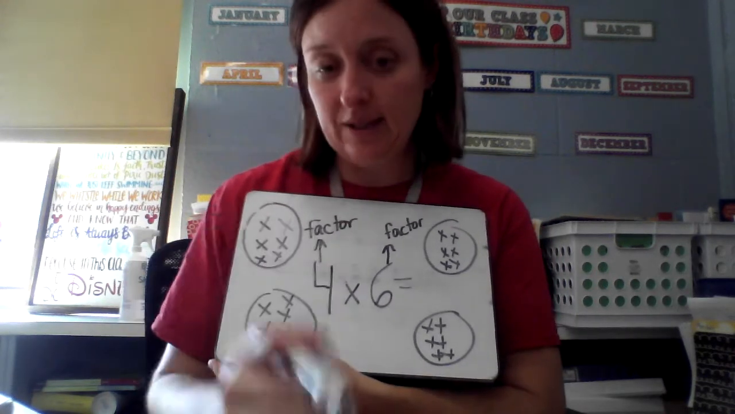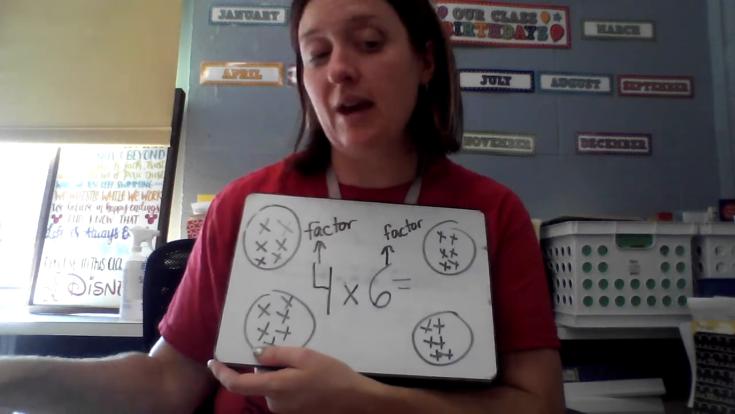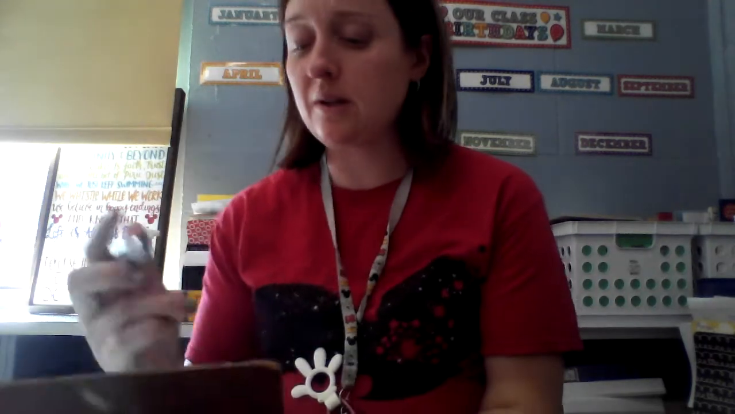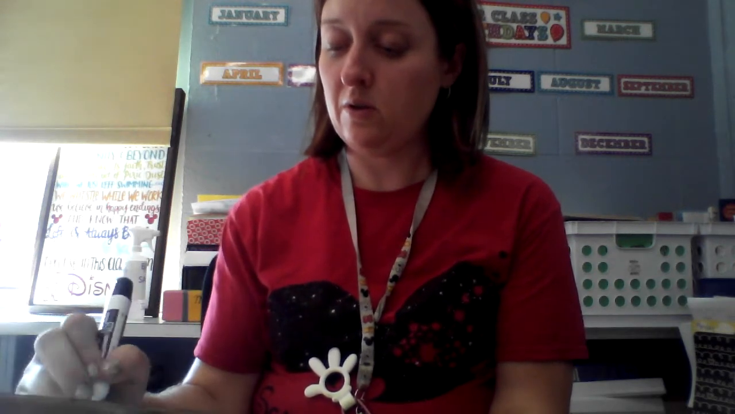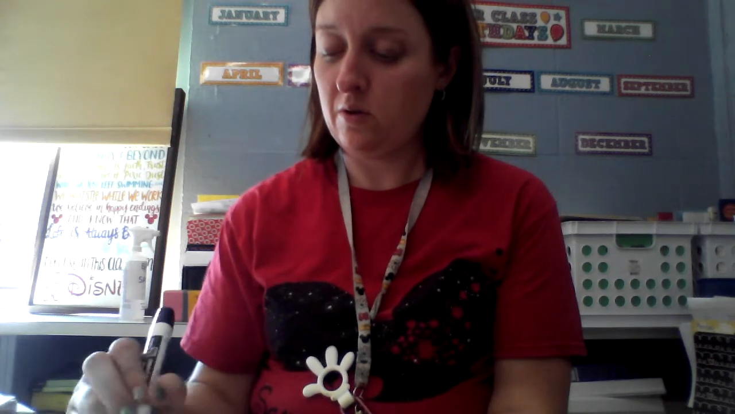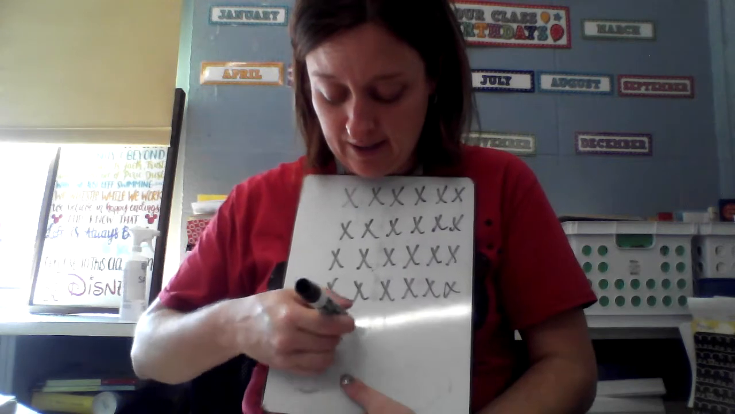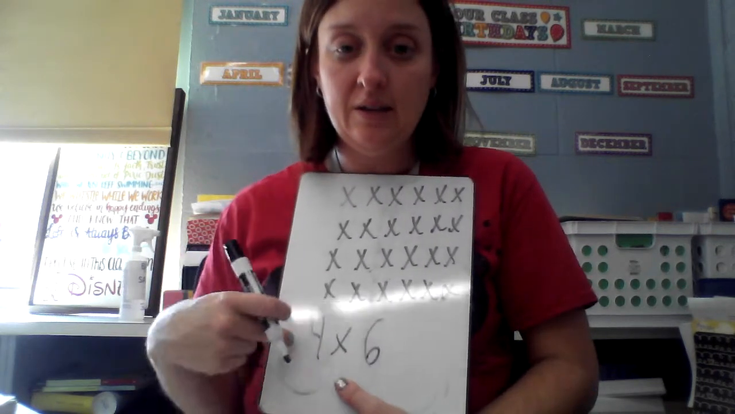The two numbers you multiply together to make a multiplication answer are called factors. So if I were to take this, I could change this and I could create an array with the same multiplication sentence. So instead of 4 groups, I might do 4 rows of 6. Again, same multiplication sentence, same two factors.